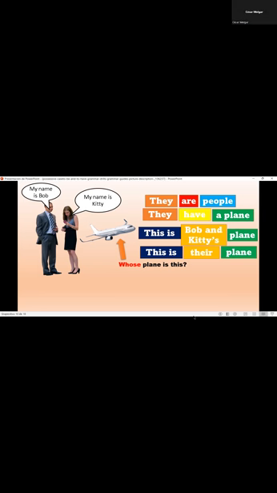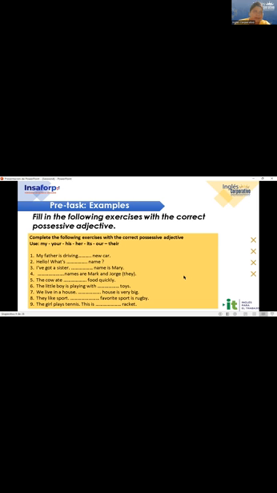Okay, let me see, where is that? Okay, here. So now that you have that clear, I'm going to show you an exercise so you can continue learning a little bit about this. Okay, nice, look at this. Fill in the following exercises with the correct possessive adjective. Example: my father is driving... my, your, his, her, its, our, or their... new car.